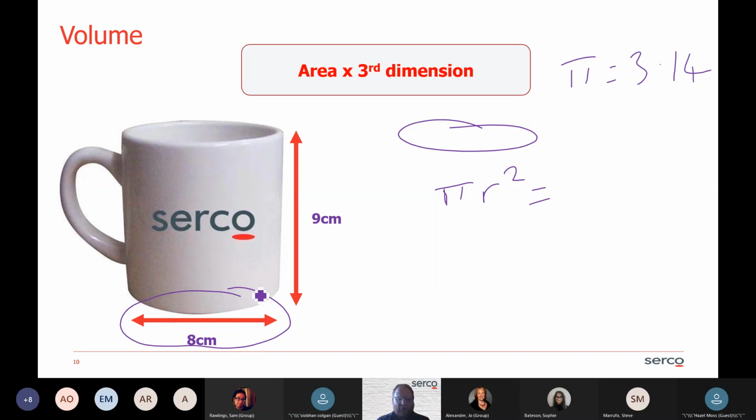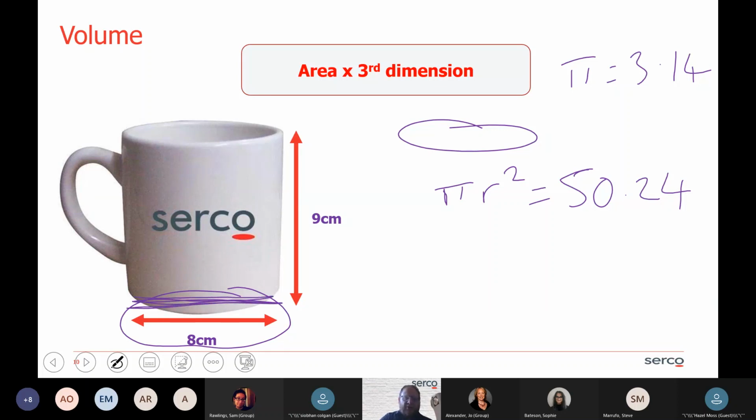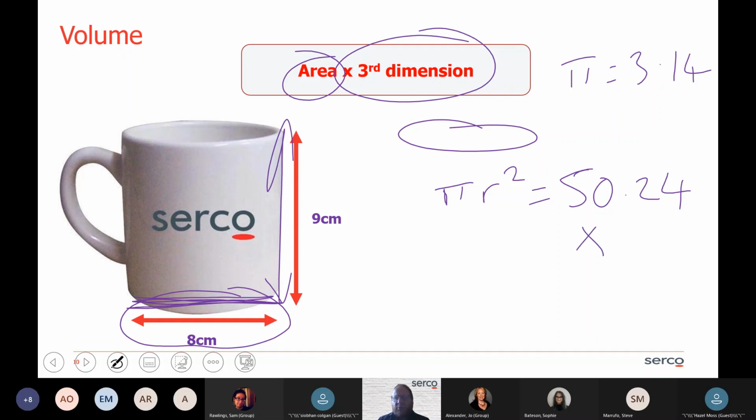3.14 times 4 squared, which means times 4 and times 4 again. It gives me a figure of 50.24. And hopefully you got the same if you did it on your calculator. And if we think about it, we've worked out the surface area at the bottom. And I've said we've worked out the surface area, so the area, and then we're multiplying it by the third dimension, and this time it's how far the mug goes up.